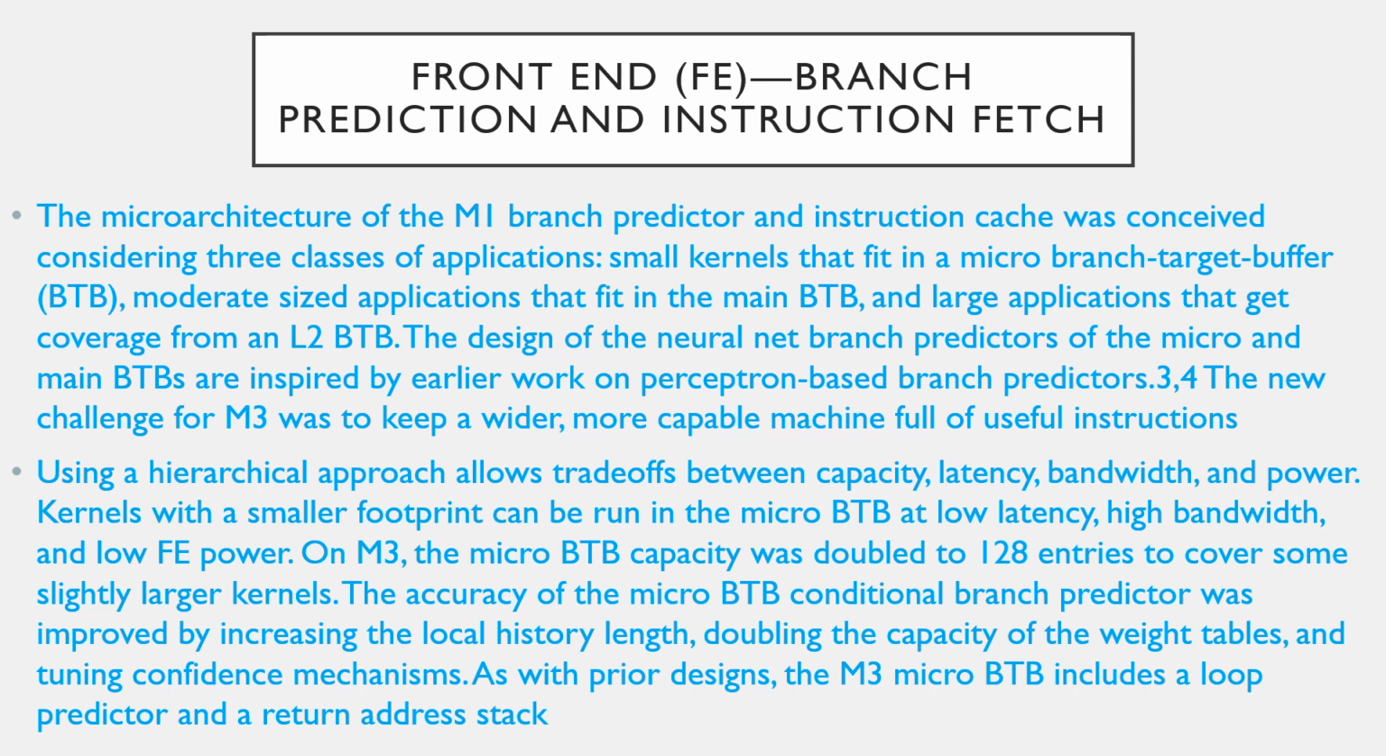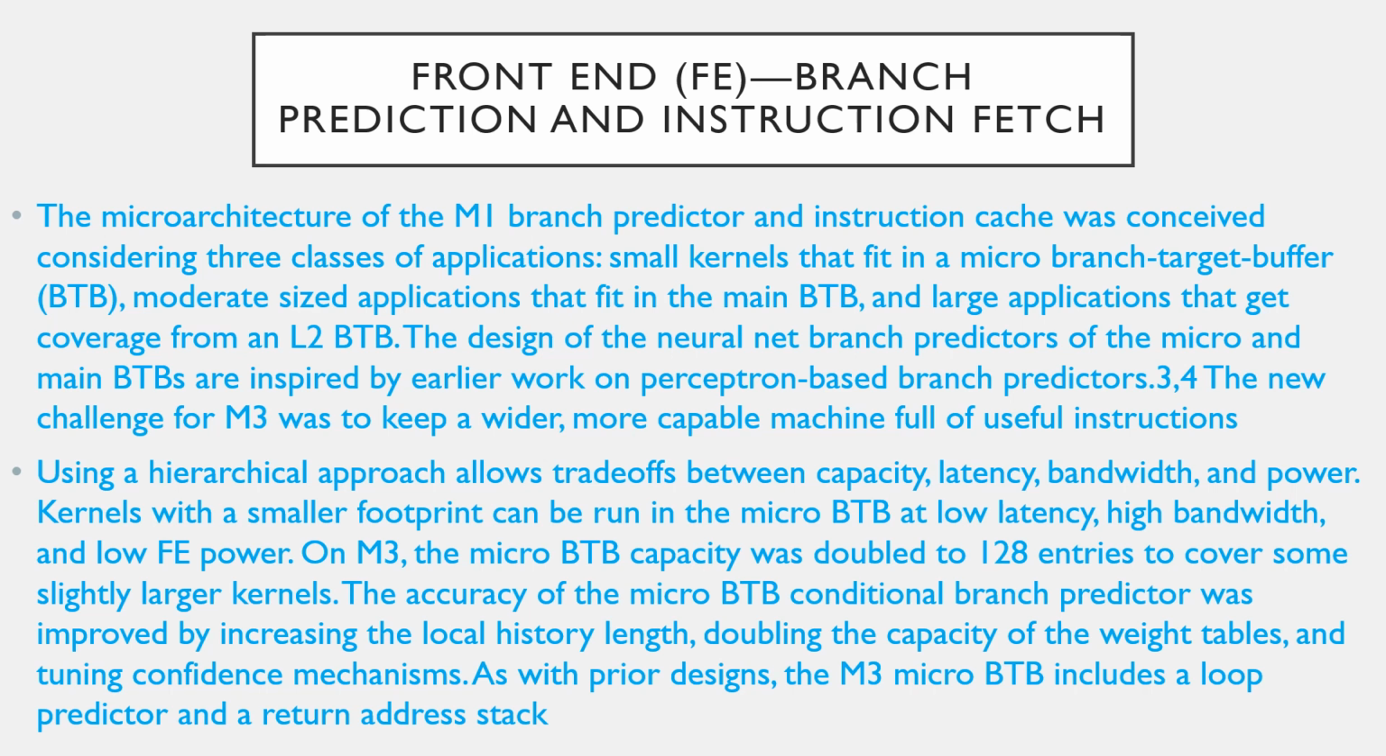Front end branch prediction and instruction effects. The microarchitecture of the M1 branch predictor and instruction supply was conceived considering three classes of applications: small kernels that fit in the micro branch target buffer (BTB), moderate size applications that fit in the main BTB, and large applications that get coverage from an L2 BTB.